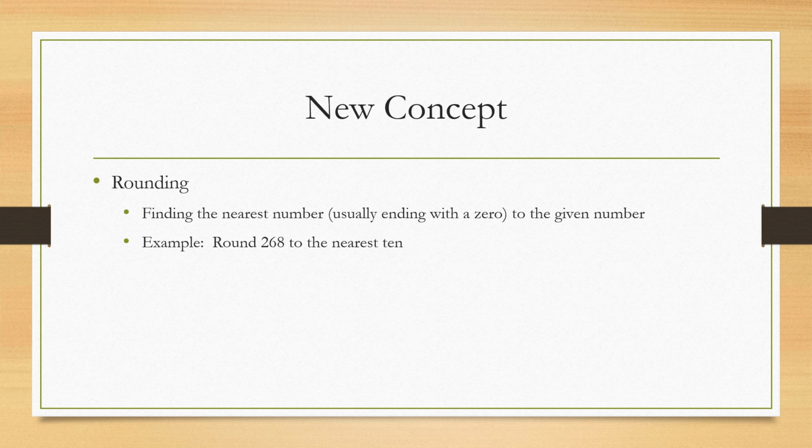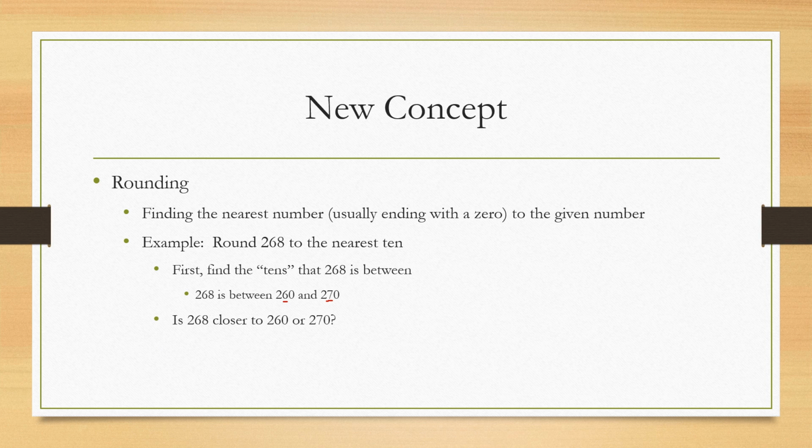For example, round 268 to the nearest 10. First we find the tens that 268 is in between. 268 is in between 260 and 270. Notice we're focusing on the tens place. That's why it's called rounding to the nearest 10.